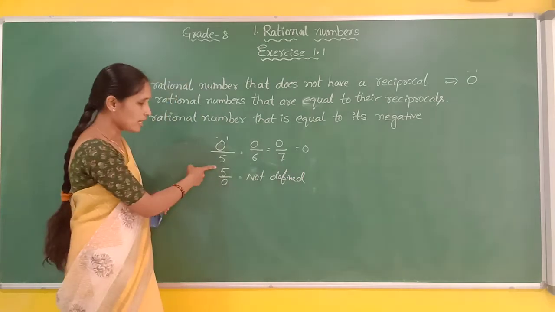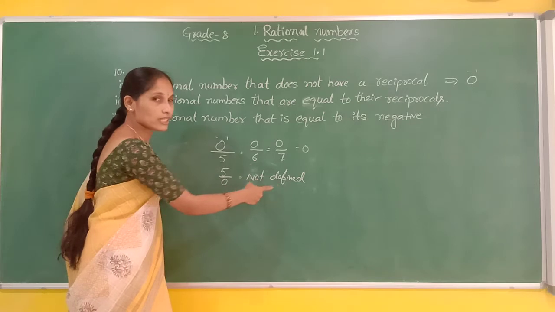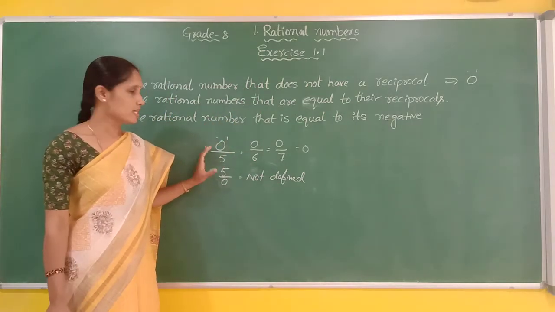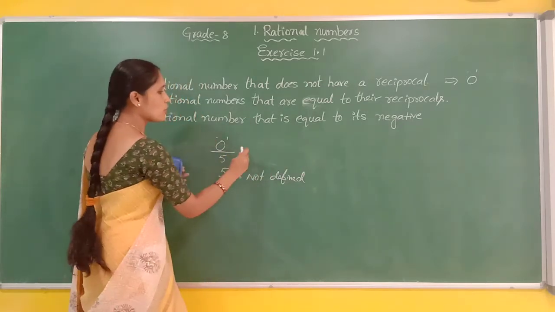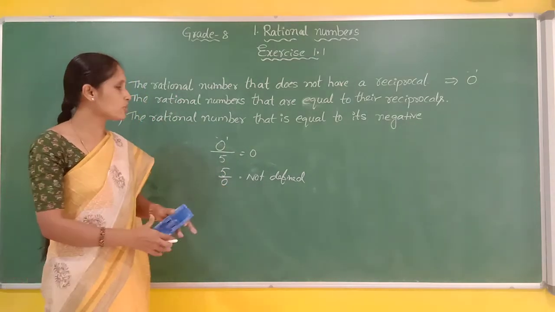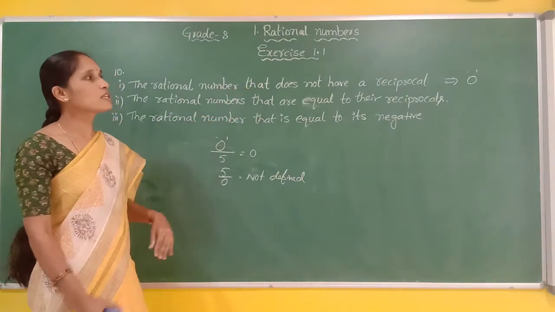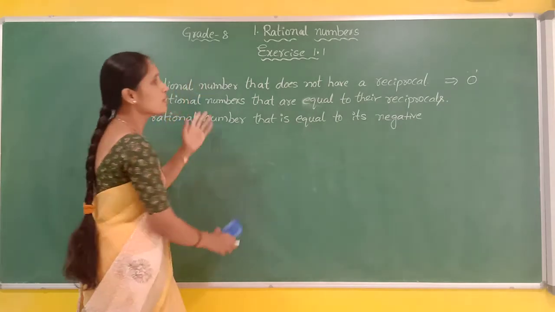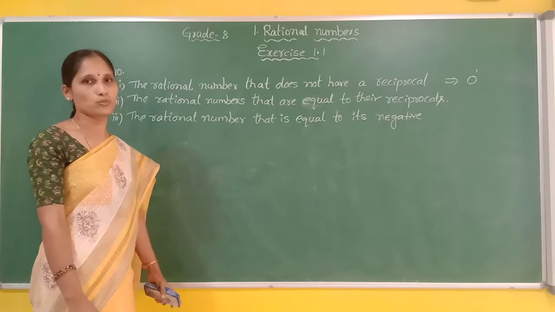Any number divided by 0 is not defined. That's why 0 has no reciprocal. 0 by 5 is equal to 0. 5 by 0 is not defined. So these two values are not equal. That's why in rational numbers 0 does not have a reciprocal. What is the answer? The number that does not have a reciprocal, the answer is 0.